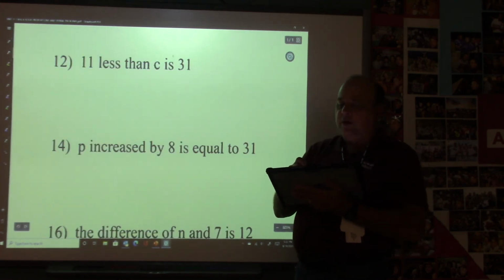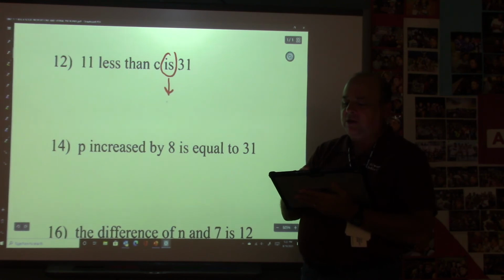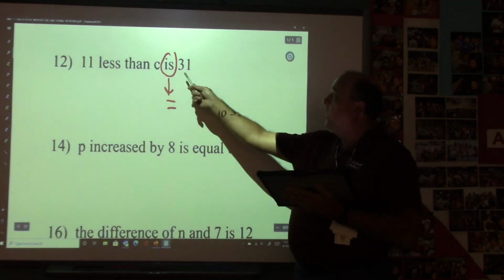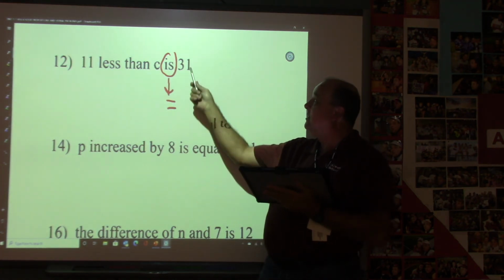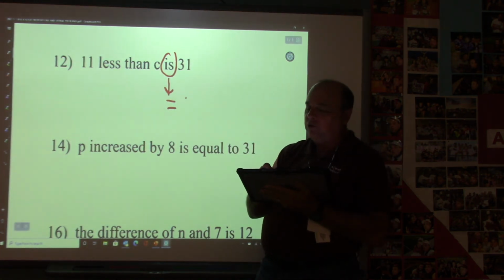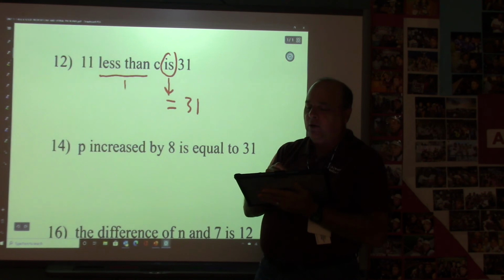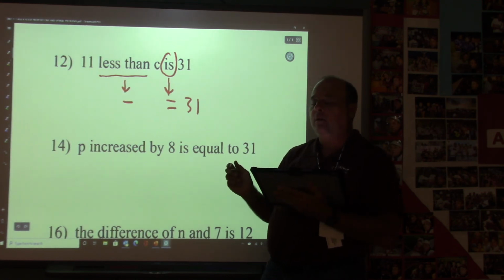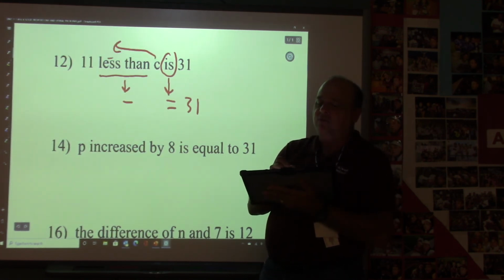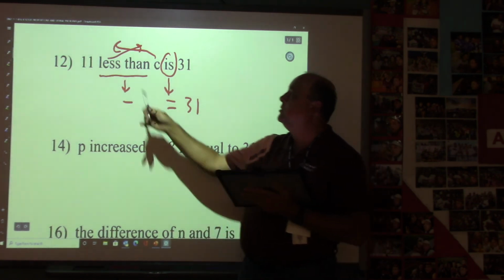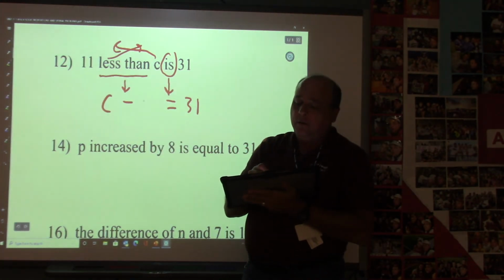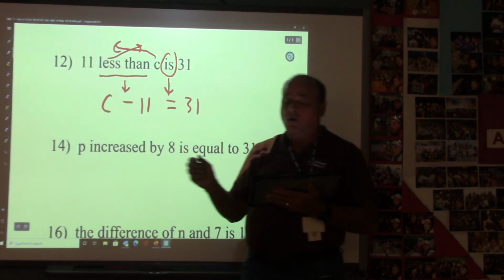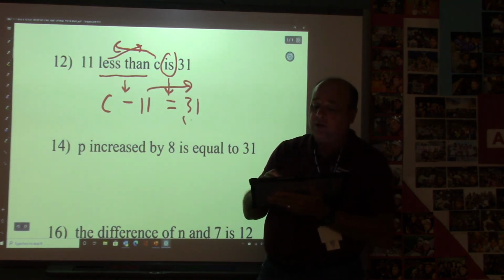Okay, we're going to circle the is. Remember, the is turns into the equals. Okay, everything to the left goes on the left side, everything to the right goes on the right. There's only one thing on the right, so I'm just going to drop it. And then on this side right here, the less than means minus, right? And remember, if you have less than, you flip. That's the only time you'll flip. So this won't be 11 minus c, it'll be c minus 11. Now to solve it, we'll just move across the 11 and we'll get c equals 42.